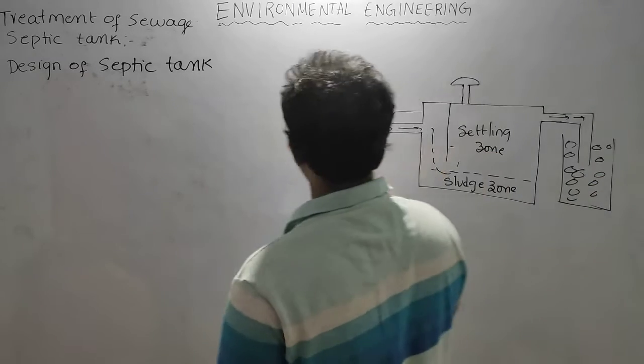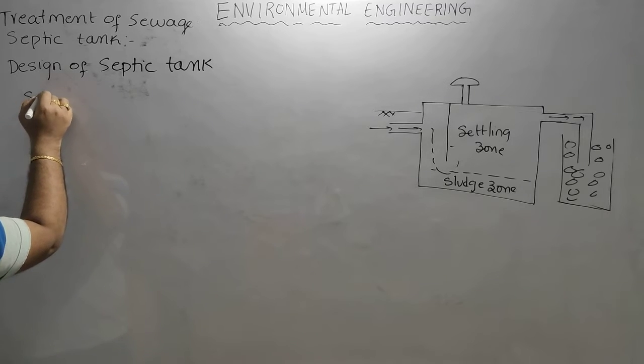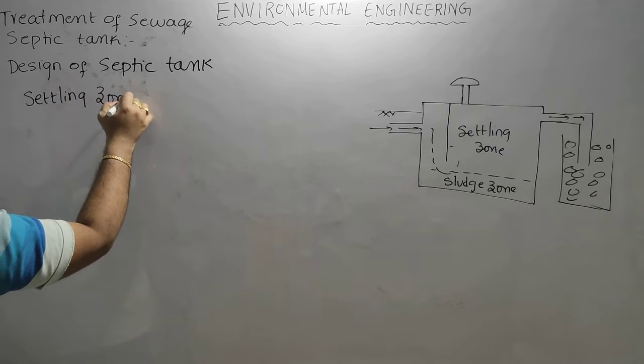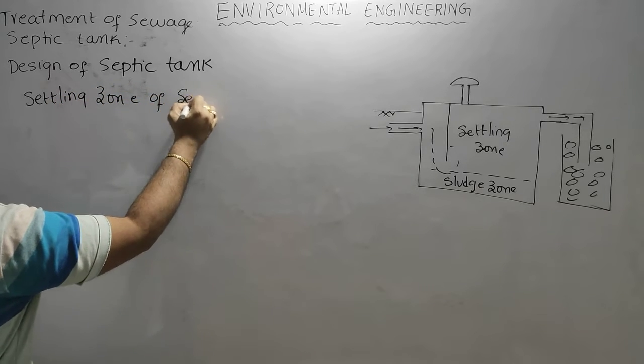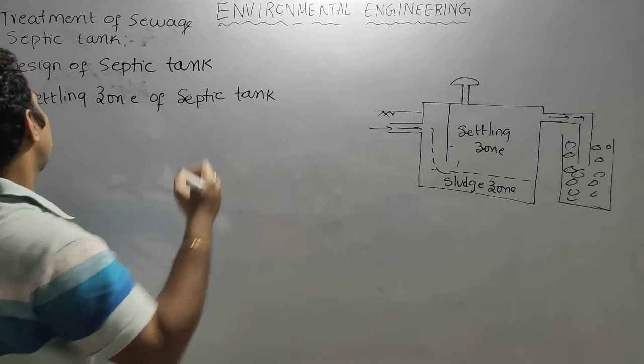So septic tank design means designing the settling zone and designing the sludge zone. Let us see first the settling zone of the septic tank. Design of the settling zone of the septic tank.